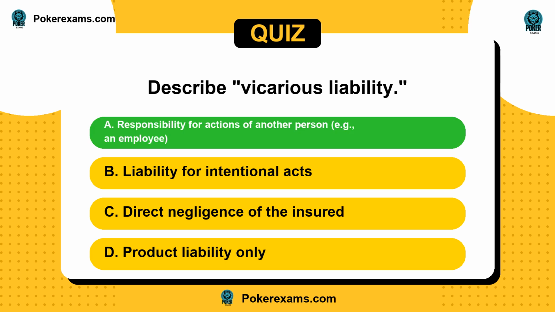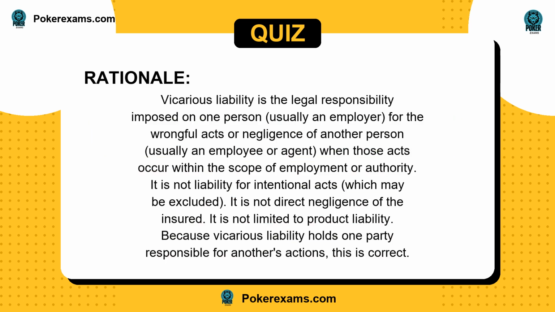The answer is A. Vicarious liability is the legal responsibility imposed on one person, usually an employer, for the wrongful acts or negligence of another person, usually an employee or agent, when those acts occur within the scope of employment or authority. It is not liability for intentional acts, which may be excluded. It is not direct negligence of the insured. It is not limited to product liability. Because vicarious liability holds one party responsible for another's actions, this is correct.